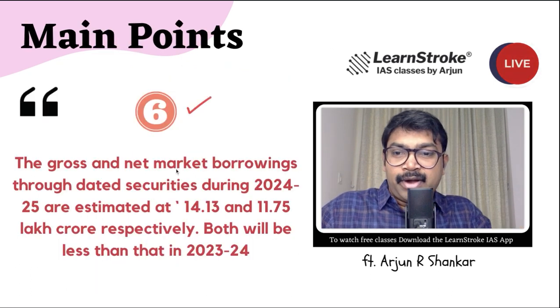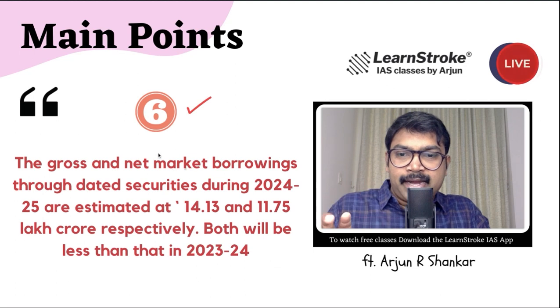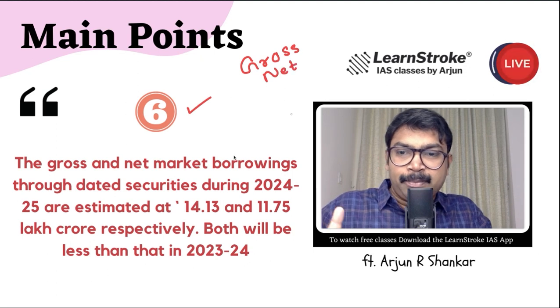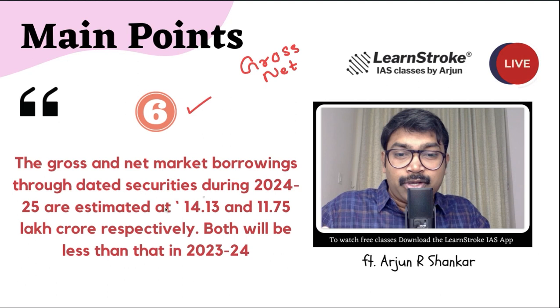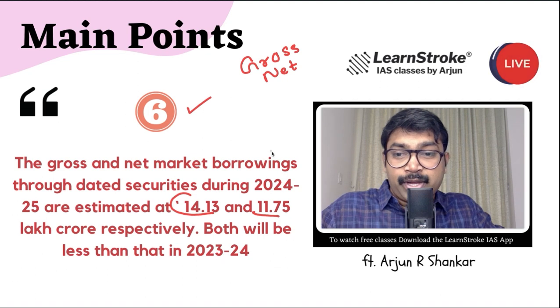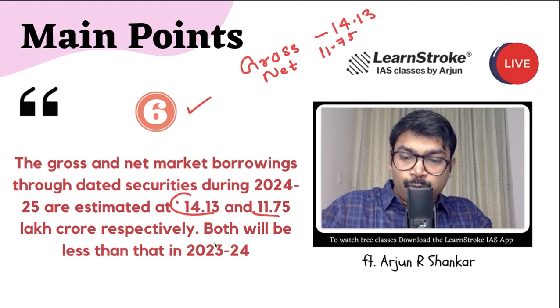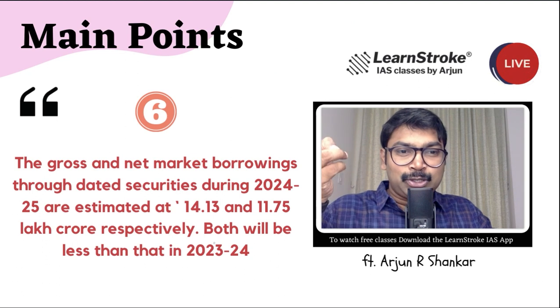And let's see the sixth important one, the gross and net market borrowing. There are two important words here, gross and net. The gross and net market borrowings through dated securities during 2024 are estimated to be 14.13 and 11.75 lakh crores. Both will be less than last year. You can see the gross is 14.13 and the net market borrowing is 11.75. And they believe that both will be less than last year. So this time it is going to be less. You need to understand what market borrowing is, what gross is, and what net is.